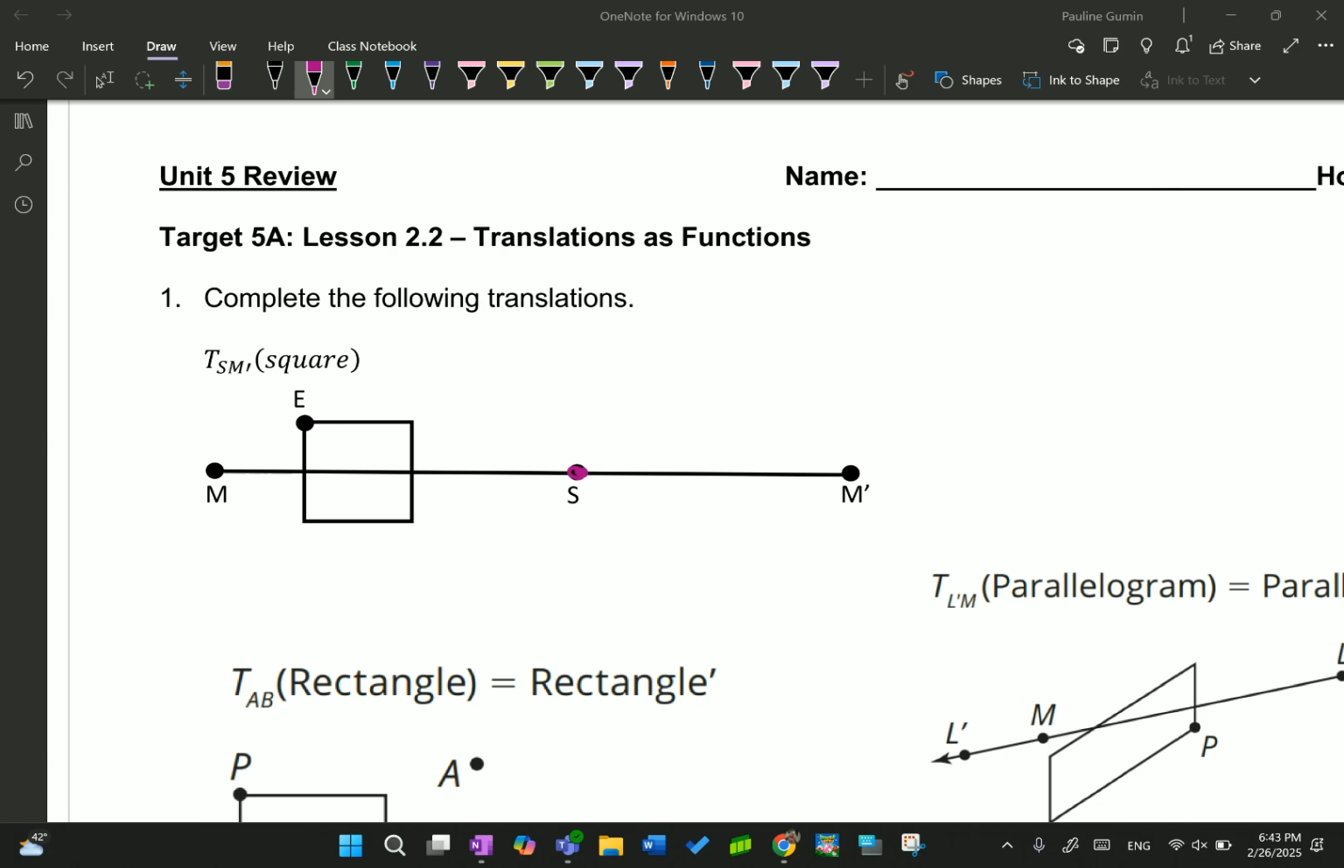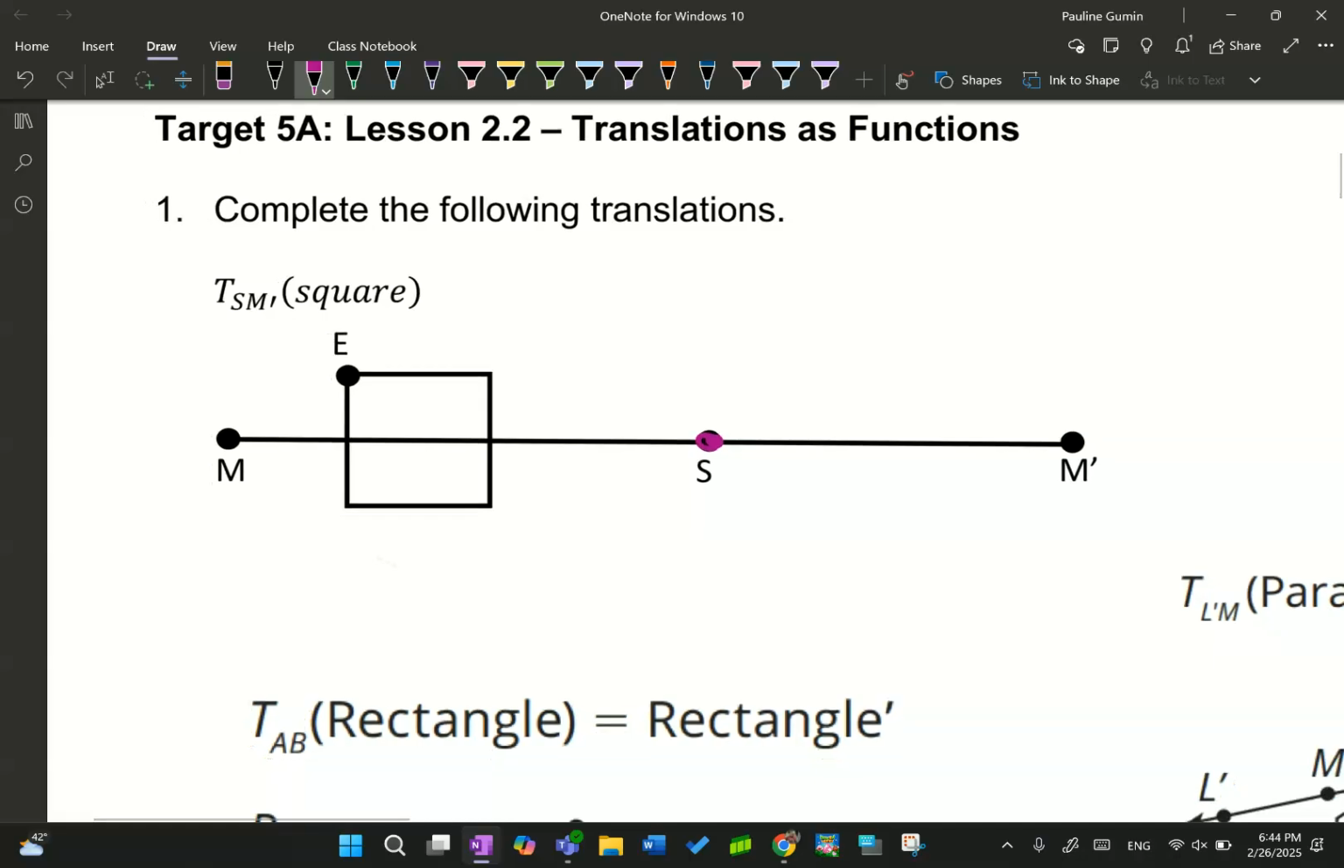In number 1, what we're going to do is translate the square. What it says first here is T Sm prime square. The order of the letters is important because we are going to translate the square the distance and direction of Sm prime. So I'm going to draw Sm prime. I'm going to give a quick shot at copy and pasting that same distance to point E. I'm going to redraw that line. Beautiful. At the end of the arrow that's connected to E, I'm going to draw a little dot, call it E prime, and do my best to draw that same square.